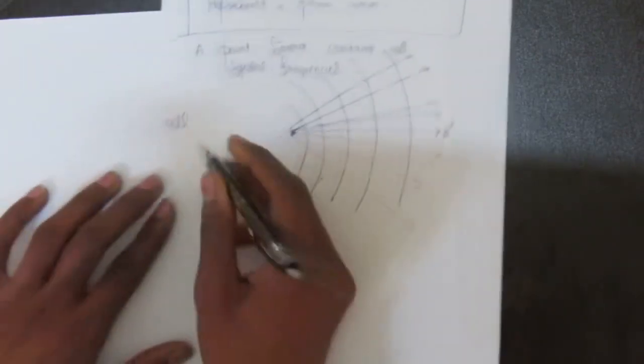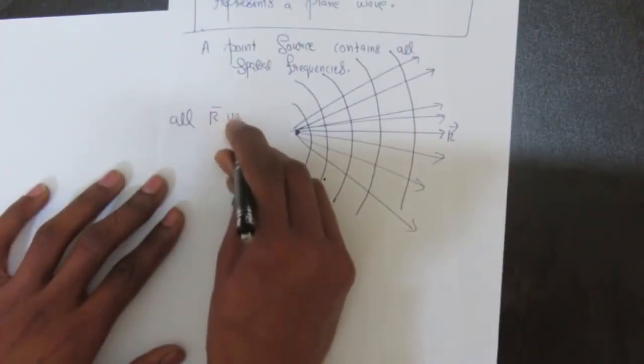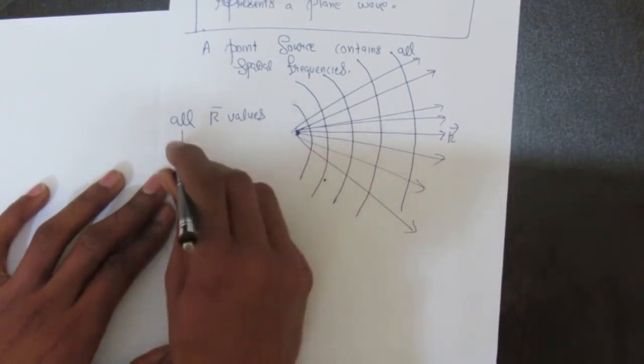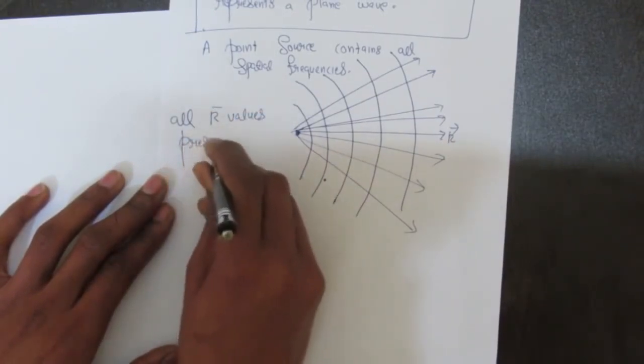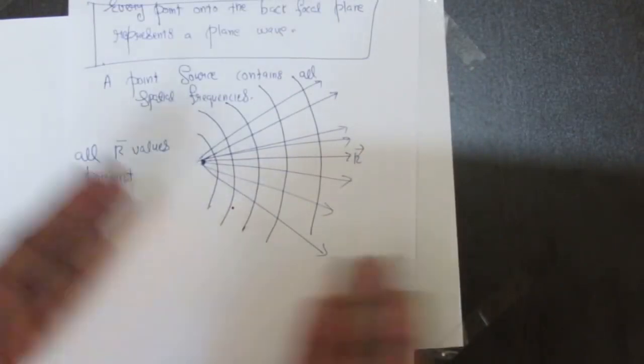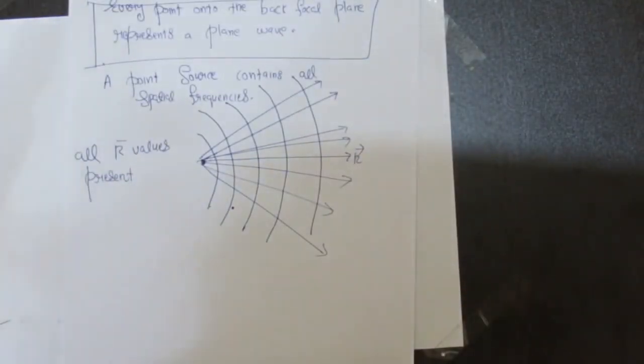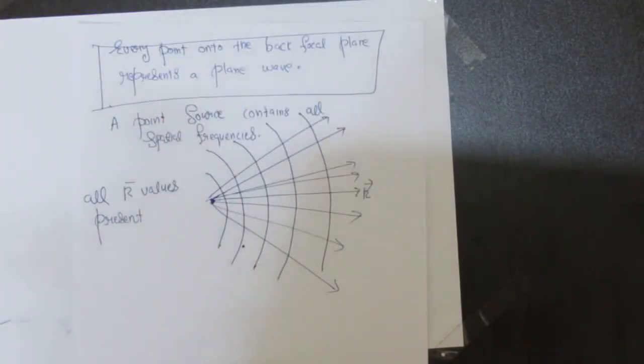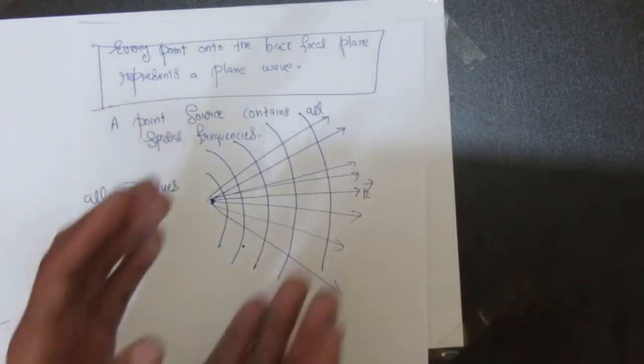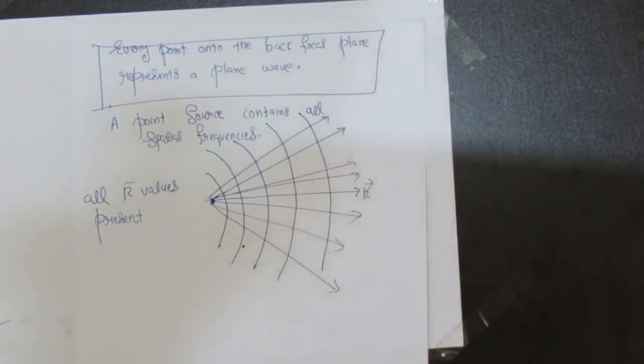So that means you have all k values present. Because you have all the k values, you need an infinite number of plane waves to make a point source, a perfect point source. That's why we made the statement that a point source contains all the spatial frequencies, because you have k vectors in all the directions. So this is an important statement: a point source has all the possible spatial frequencies.